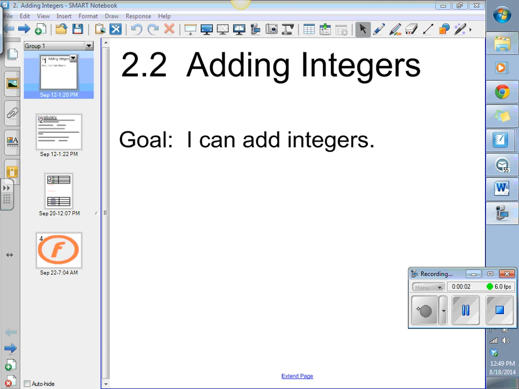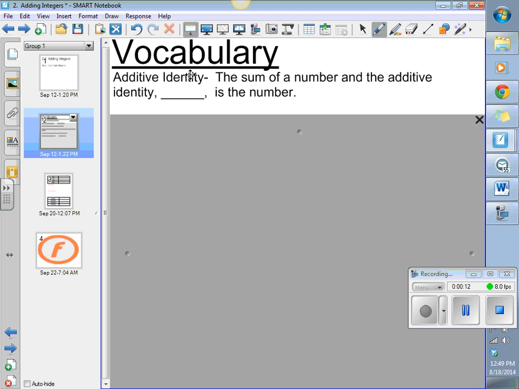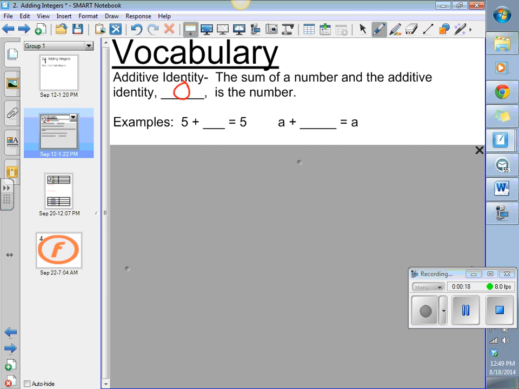Today's lesson is on adding integers. We start with vocabulary. The additive identity is the number which, when added to a number, gives the number itself. That number is 0. For example, 5 plus 0 equals 5. A plus 0, where A is any number, equals A. Think of it: when you add 0 to a number, that number keeps its identity.